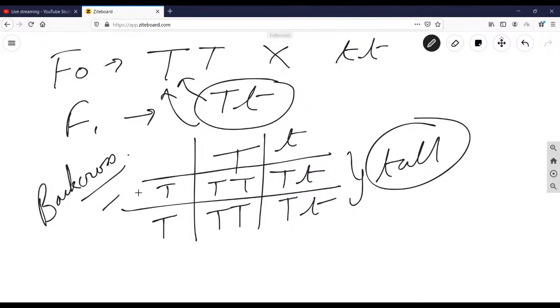Back cross. So now we will be coming on to the specialized dihybrid cross.